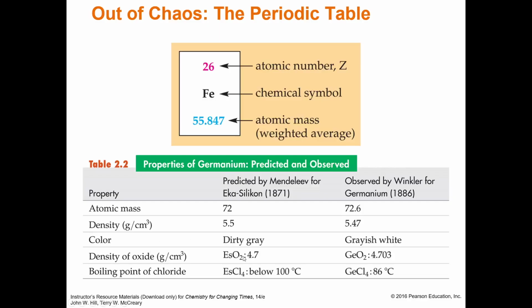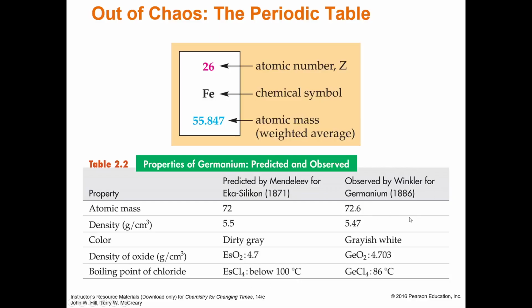He predicted the density of the oxide, so if you let it oxidize, that the density would be 4.7, and that the boiling point with chlorine would be below 100 degrees Celsius, meaning if you reacted it with chlorine, it would then boil below 100 degrees Celsius.